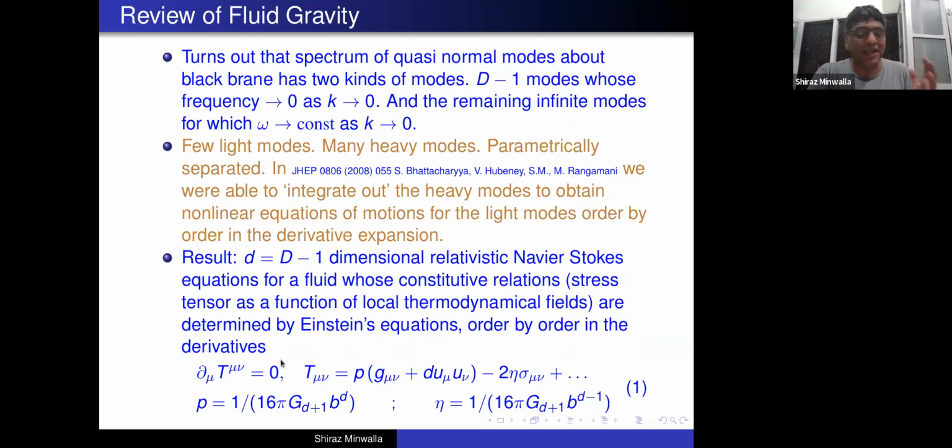And the result we got was very interesting. The effective nonlinear theory of the light modes was governed by a set of differential equations for fields that lived in d-1 rather than d dimensions. And the differential equations that we found were the equations of hydrodynamics, the equations of conservation of the stress tensor, where the stress tensor was given by a particular functional of the velocity fields and the temperature, the local velocity fields and local temperature fields on this vibrating black brane. So not only were we able to find the effective nonlinear theory of these light quasi-normal modes, the theory turned out to be not some nonsense, but familiar equations, the equations of hydrodynamics.